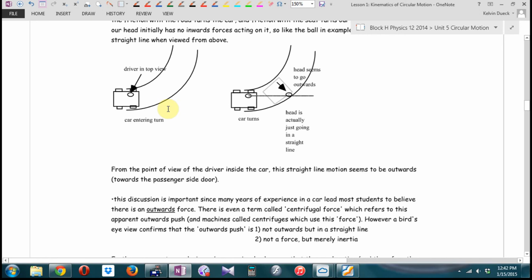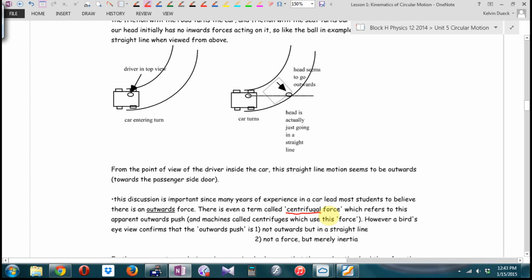From the point of view of the driver inside the car, this straight line motion seems to be outwards toward the passenger door if you're turning left, or turning right towards the driver's door. This is very important because many years of experience in the car lead many people, non-physics students, to think there is an outwards force. As a matter of fact, you'll even hear it given a name. They'll call it centrifugal force.